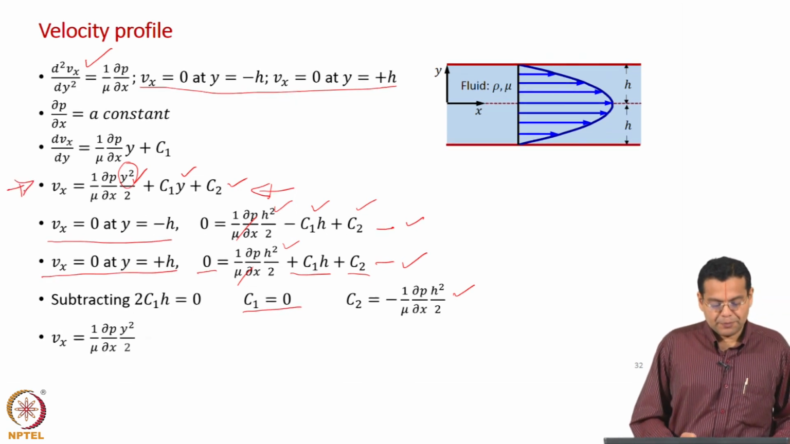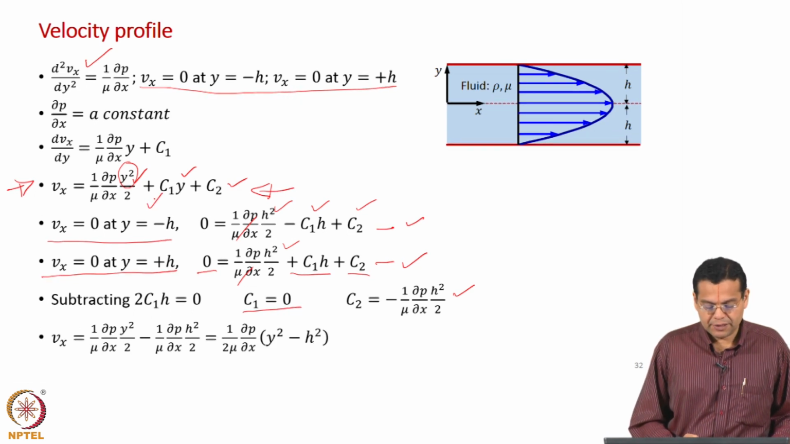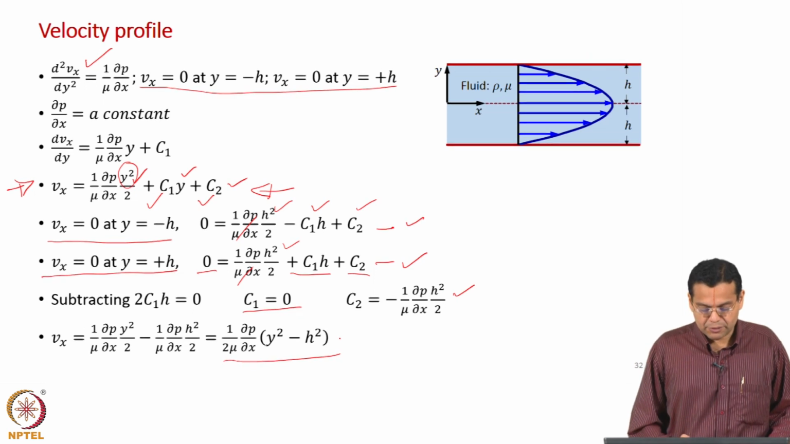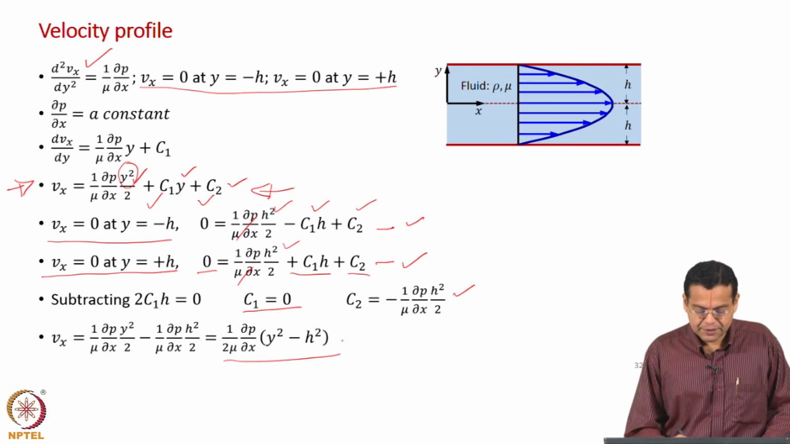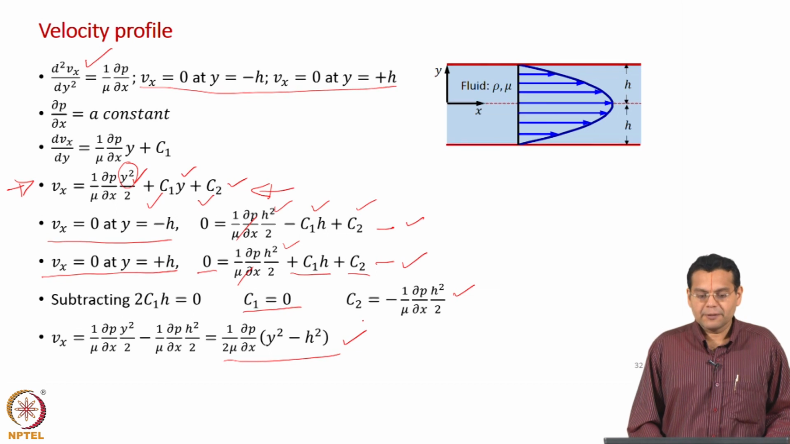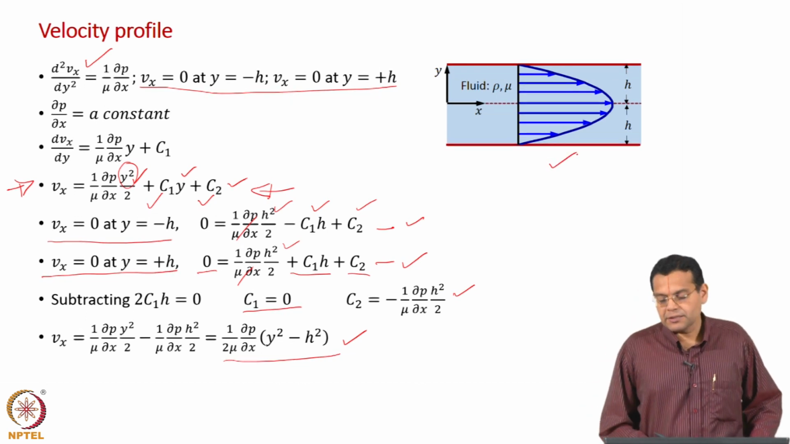So, let us substitute back in this equation. Vx is equal to (1/μ)(∂p/∂x) y squared by 2, and then we substitute the constants which I have found out, C1 which is 0, and then C2. If you simplify, you get this equation: Vx = (1/2μ)(∂p/∂x)(y squared minus h squared), and this velocity profile is parabolic, okay, because it depends on y squared, and such a parabolic velocity profile is shown here.